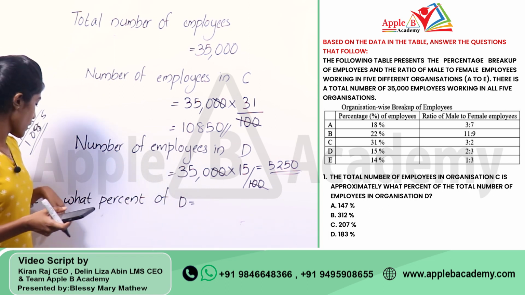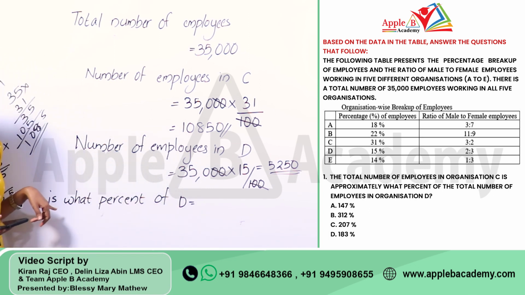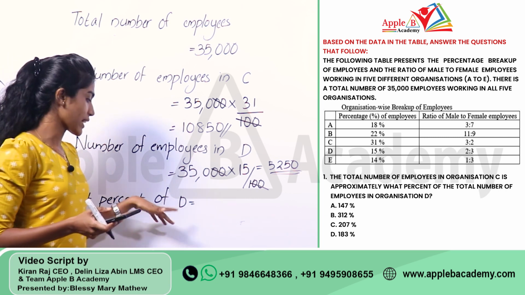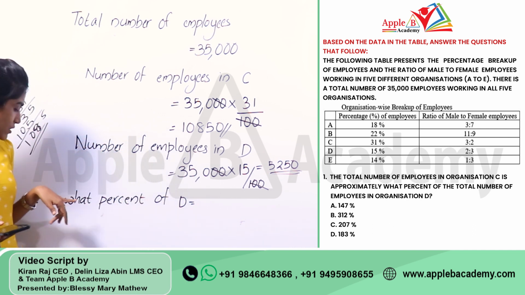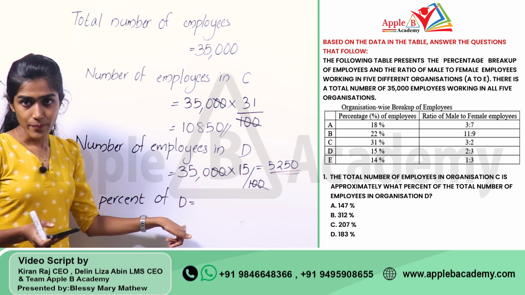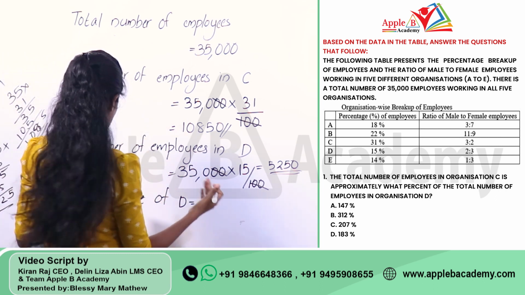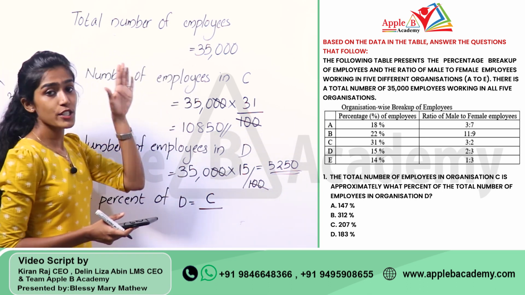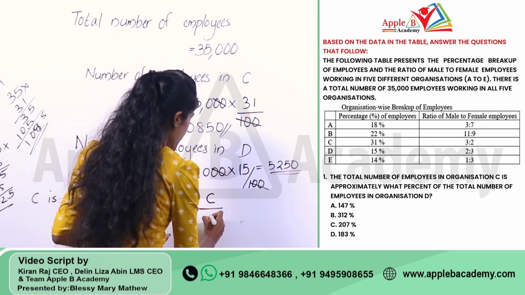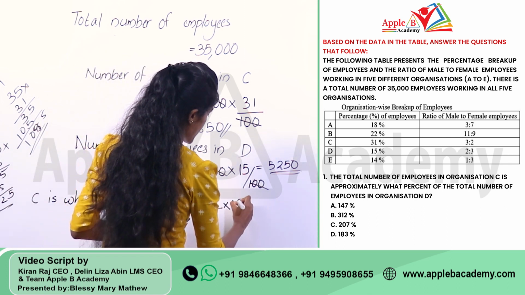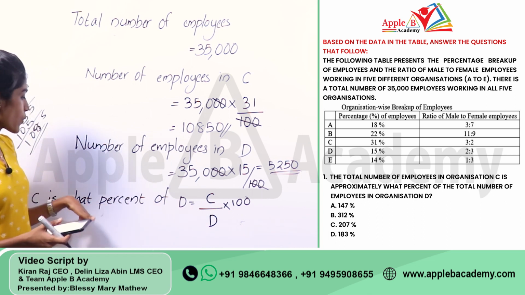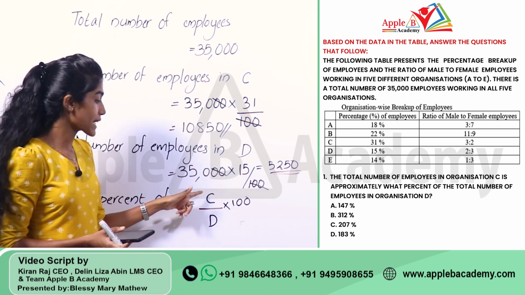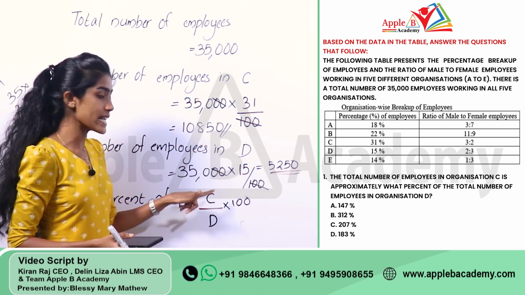So in order to find the number of employees working in organization C is what percent of the number of employees working in organization D, the concept here is we are actually comparing C to D, right? The thing which is compared can be written as the numerator, and the thing to which we are comparing will be the denominator, into 100. So C is what percent of D means C by D. We are comparing C with D, right? So C by D into 100.